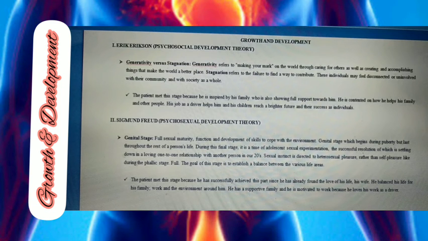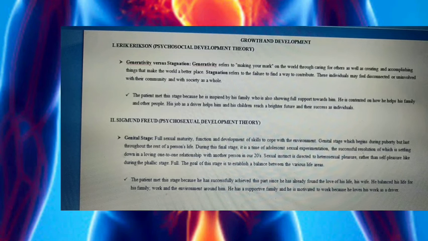For growth and development, Erik Erikson's psychosocial development theory: generativity versus stagnation. Generativity refers to making your mark on the world through caring for others as well as creating and accomplishing things that make the world a better place. Stagnation refers to the failure to find a way to contribute. These individuals may feel disconnected or uninvolved with their community and with society as a whole.